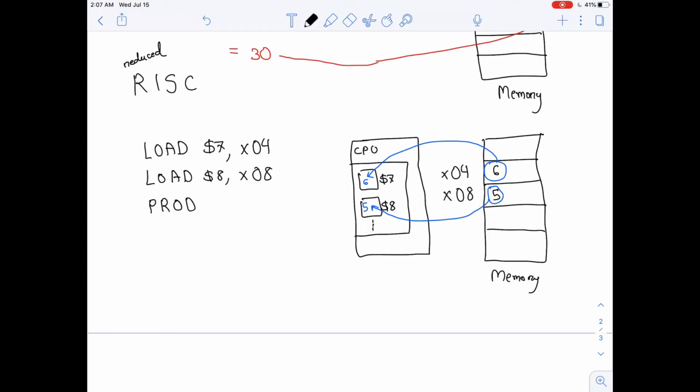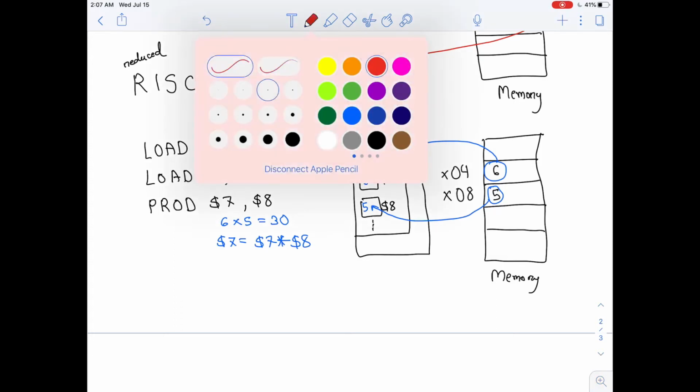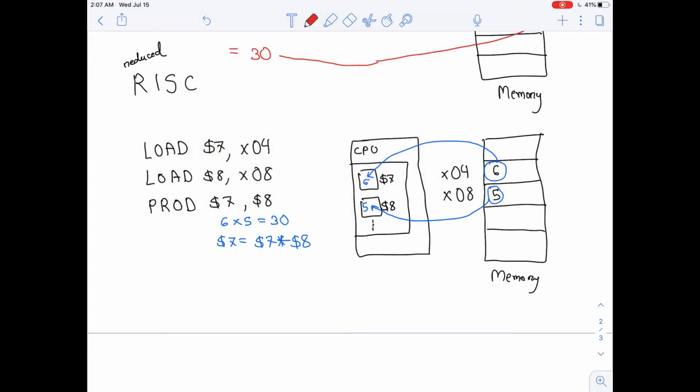So let's say the multiplication operation for RISC stands for prod, or product in short. Suppose I want to multiply the contents of $7 register with the contents of $8 register. So basically this in turn would multiply 6 into 5 into 30, and you can think of it like this: this line of code translates into something like this, that the contents of $8 is being multiplied with the contents of $7, and the result is being stored in $7. So basically after this instruction is executed, $7 would no longer have 6, instead it would have 30.